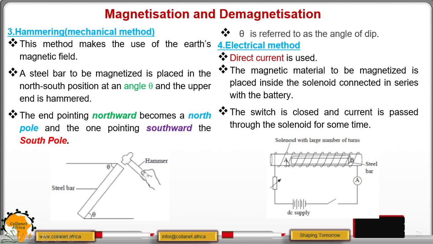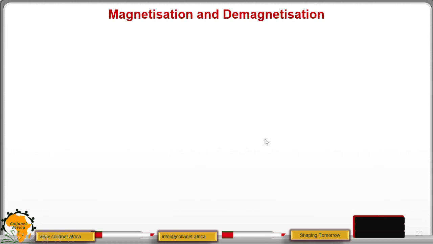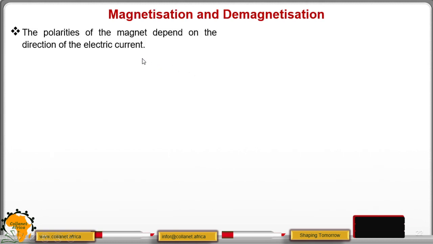Now, when you allow it to pass, that current, because it is coming from one direction towards the other, then the dipoles will be forced to align towards one direction. And that way, after some time, you'll find that this material will be magnetized. Now, we need to know how to get the polarity of this material. And to get the polarity, we use two rules. Remember, the polarity depends on the direction of current.